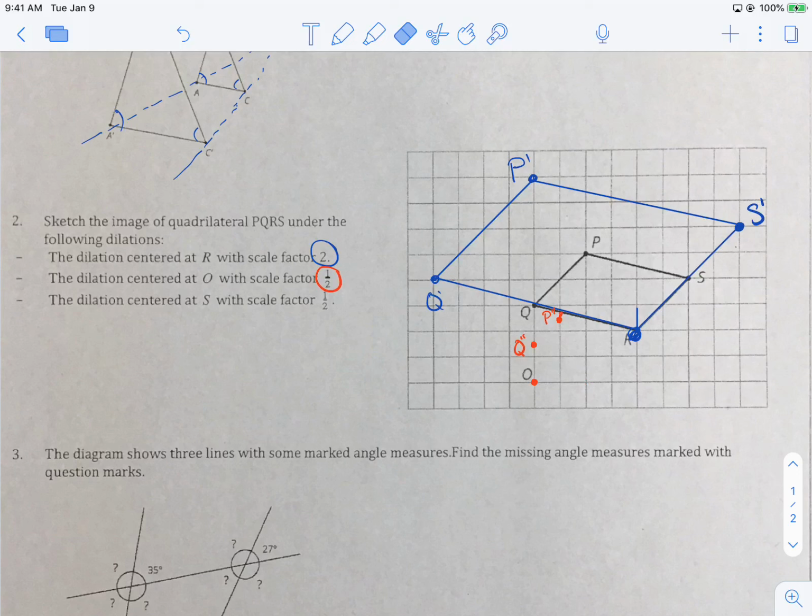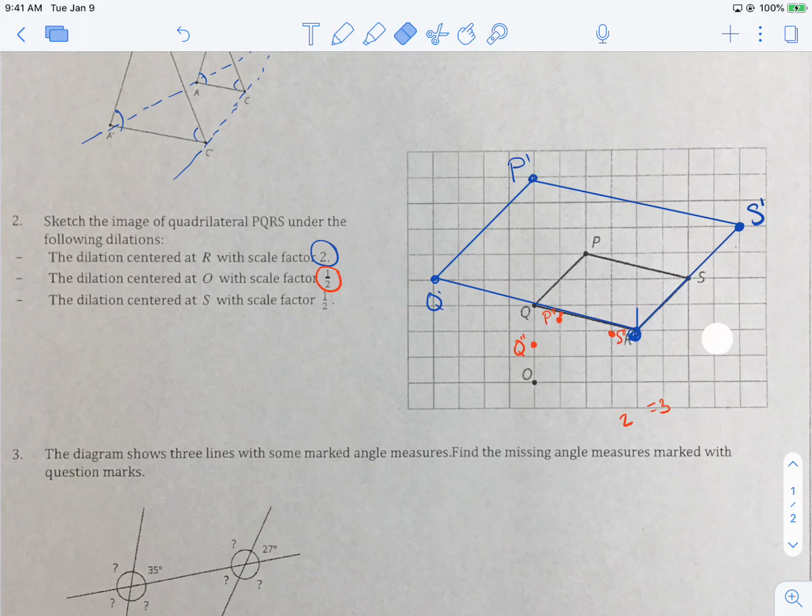All right, and let's do S. So S is over 1, 2, 3, 4, 5, 6, and up 1, 2, 3, 4. So this was 6 and this was 4. We're going to do half of that. So half of 6 is 3, and half of 4 is 2. So we're going to go over 1, 2, 3, and up 1, 2, and we would have S double prime.